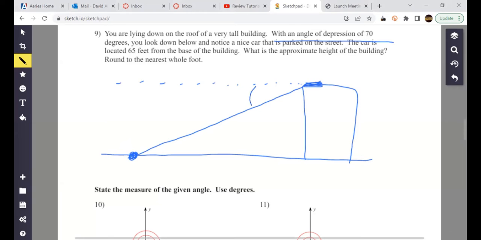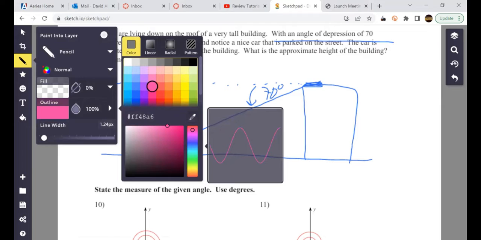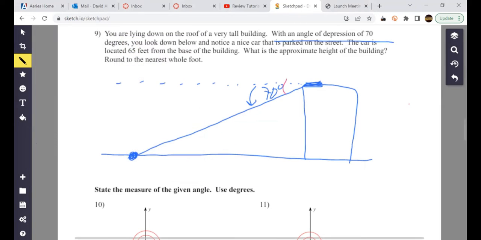So your eyes went down. And that's your angle of depression, which is 70 degrees. But based on geometry and alternate interior angles, we remember that this angle is the same as this one. They sort of just switch inwards. They're the same measure, alternate interior angles. So we know that's 70 degrees.